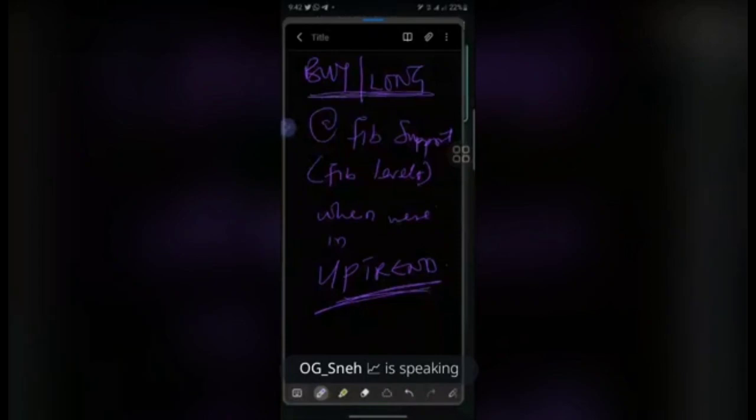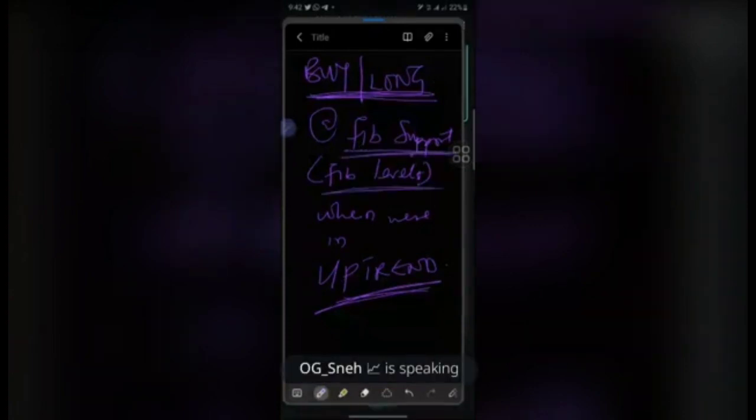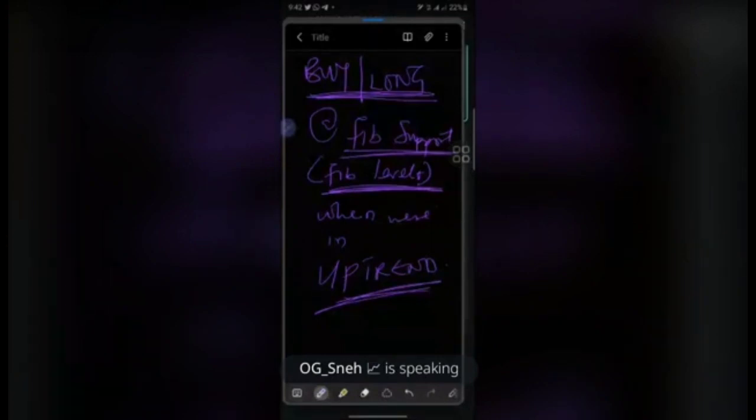Buy or long. But where do you look for your buy or long? Where do you enter the market from for you to buy or to long? You look for it at Fibonacci support or Fibonacci level like this. When the market is going up, where it retraces to before it continues going back up, that place is what we refer to as Fibonacci support or Fibonacci levels. Do you understand? And to short too, if you are in a downtrend. Do you understand?